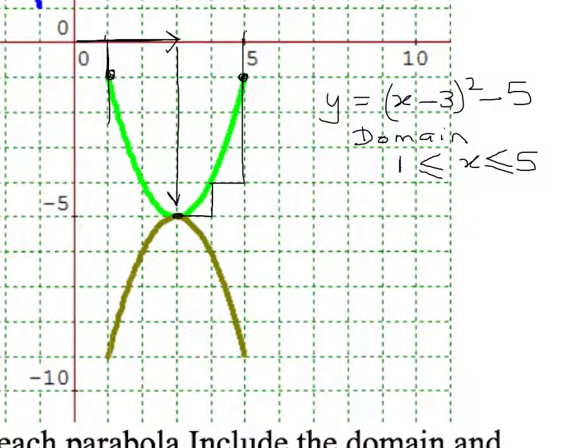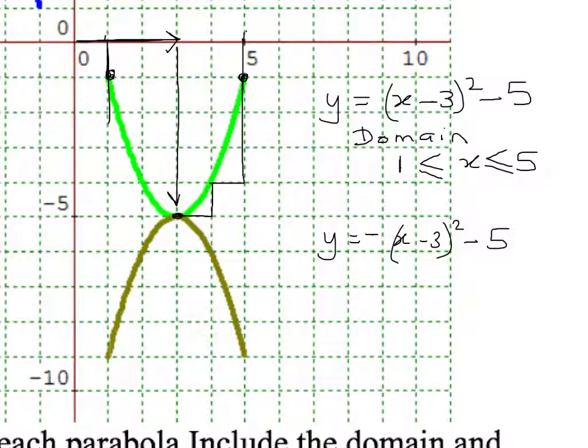And the domain is the same for the olive green graph, but it's upside down. The vertex has been moved 3 across and 5 down. So we're going to have y equals a negative, because it's upside down, (x - 3) squared minus 5.